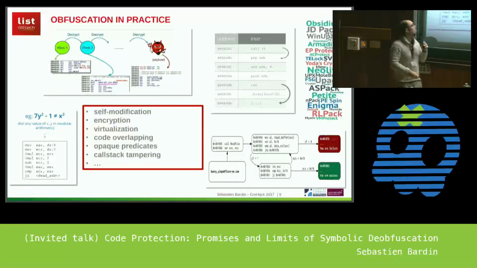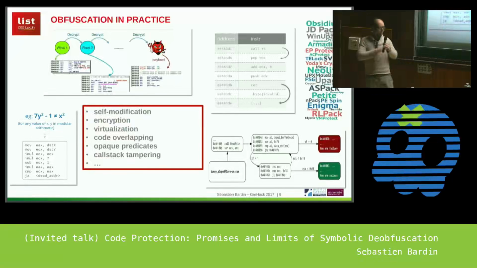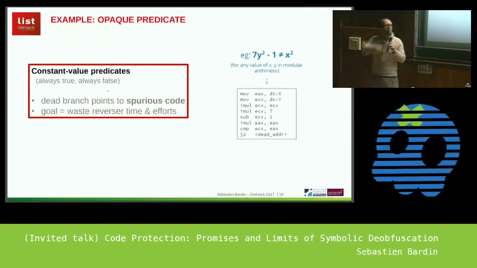So a few examples. This kind of obfuscation, what do we have? We have self-modification, encryption, virtualization, and so on. I will just describe a few of them because afterwards I will have some case studies on them.